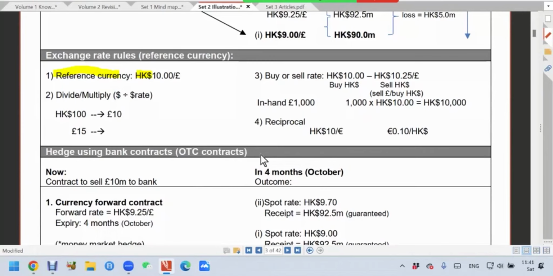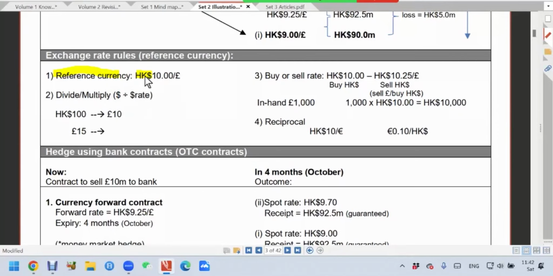Let's say you are given 10 Hong Kong dollar equal to 1 pound. You are given the rate there, and then you want to exchange. Should you divide or multiply? That's what you want to know. So I put down here the second rule: do you divide or multiply? Just remember this one. Dollar divided by dollar gives you another currency. Vietnam dong divided by Vietnam dong gives you another currency. Pound divided by pound gives you another currency. So you divide if it's the same currency, same as the reference currency.